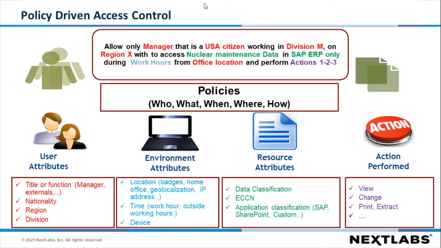And then there are resource attributes. So this would be how the data is classified, potentially the ECCN, and also what application it's being requested from. Those can all be taken together, and we have an example here of allowing just a manager who's a U.S. citizen access to this data during their specific working hours and their specific office location, and then you can define which actions they are allowed to perform.